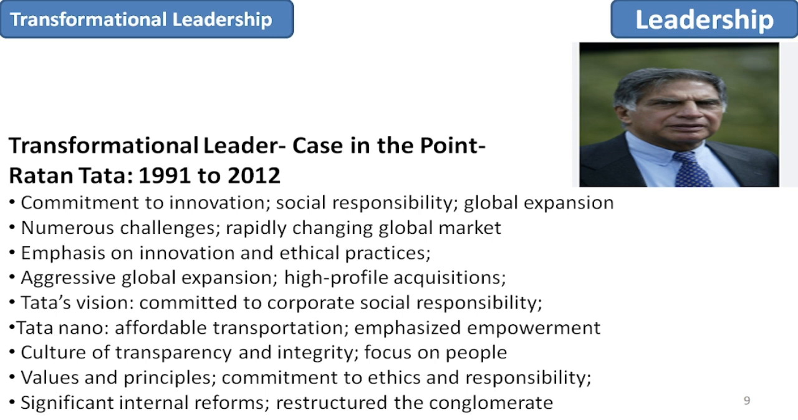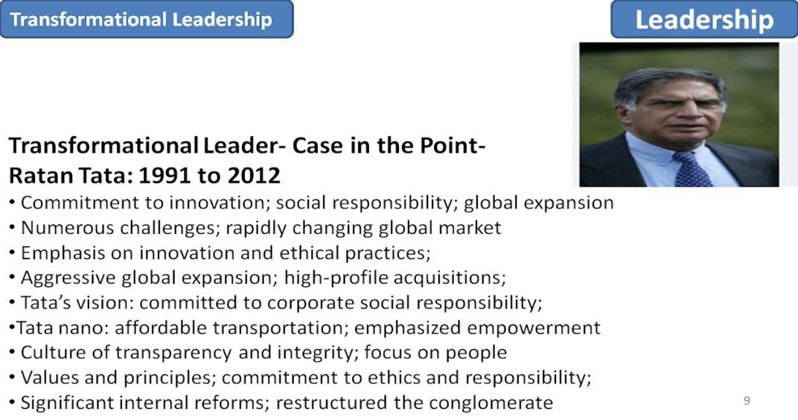Another key aspect of Tata's transformational leadership was his focus on maintaining Tata Group's ethical standards and commitment to social responsibility. Despite the pressures of globalization and competitive markets, Tata remained steadfast in upholding the values and principles that had defined the conglomerate for over a century. This unwavering commitment to ethics and responsibility helped enhance the company's reputation and foster long-term relationships with stakeholders.